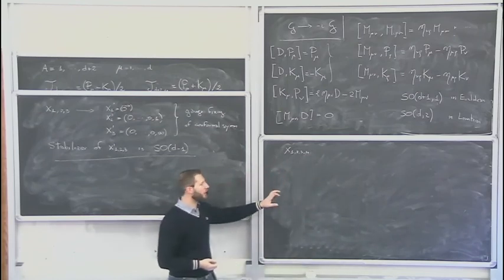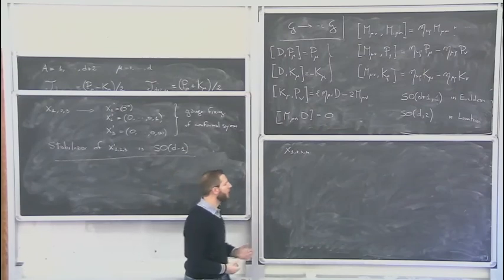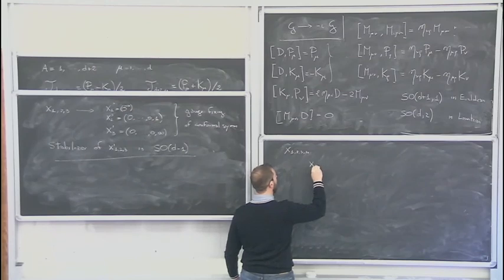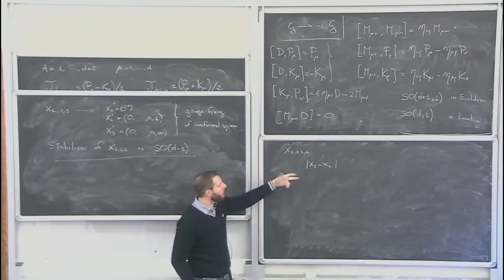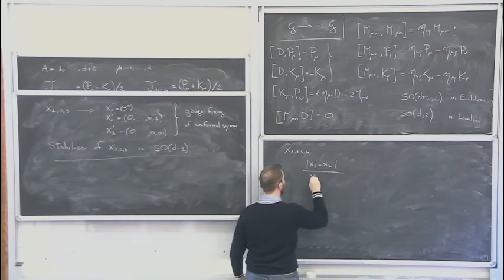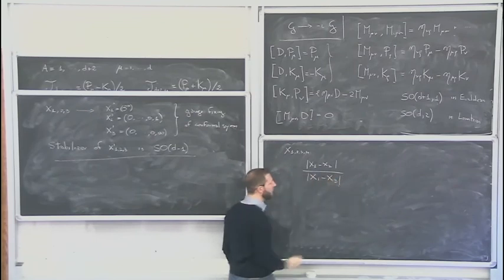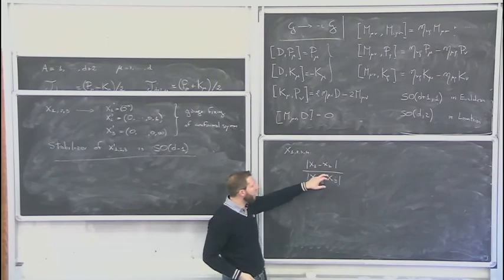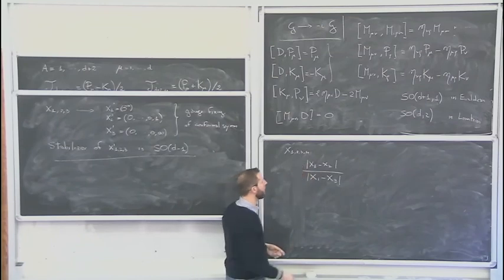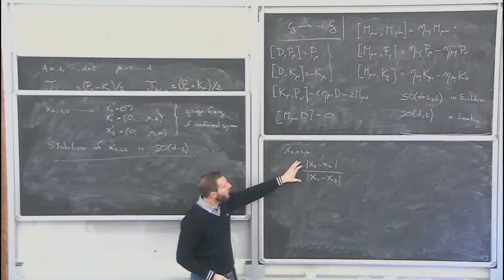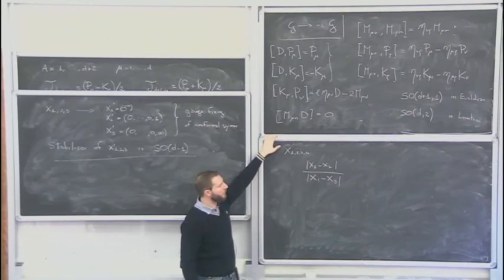First of all, because of translation, the only invariant must be a difference of coordinates, so let's say x1 minus x2 or similar things. But then, because of dilatation, you must take ratios. So you might think that x1 minus x2 divided by, I don't know, x1 minus x3 is a good invariant. But it turns out that this quantity, despite being invariant under translation, rotation because it's a modulus, and dilatation because it's a ratio, is still not invariant under special conformal transformations.